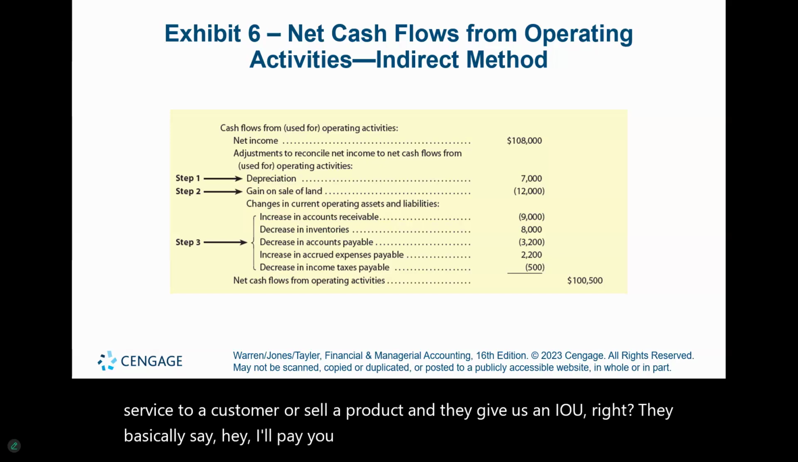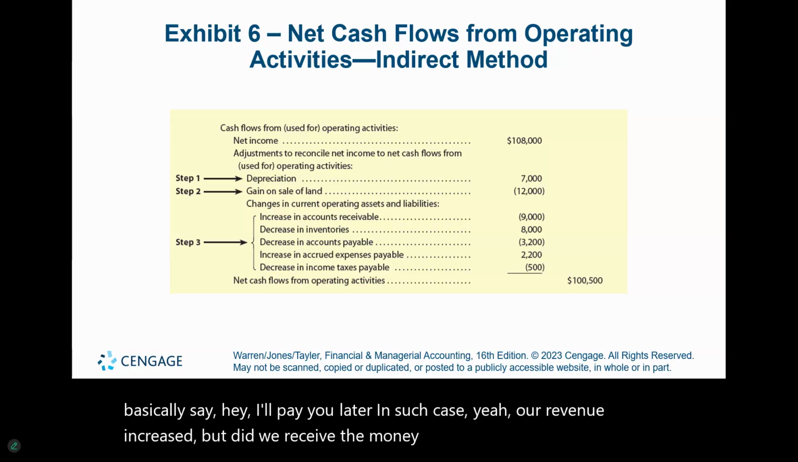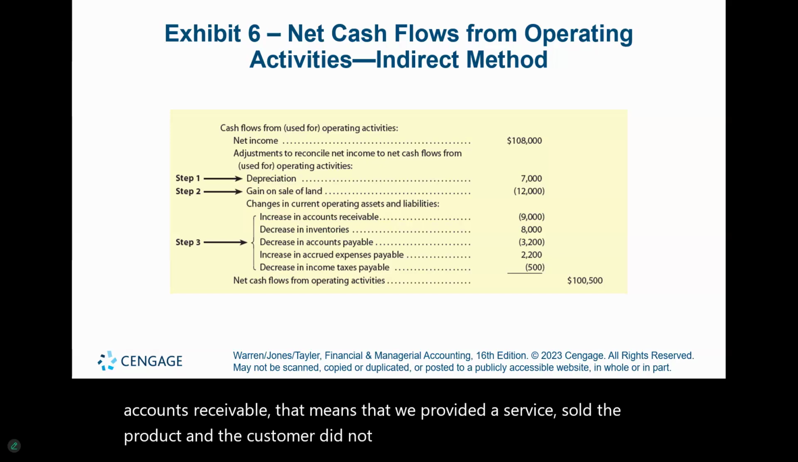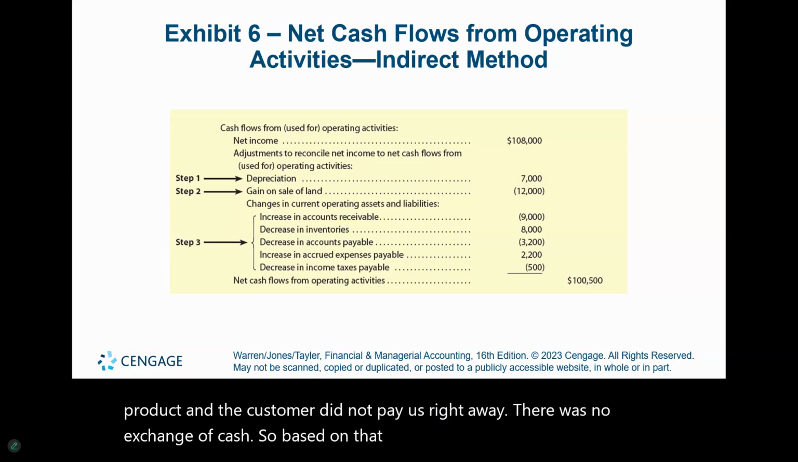In such case, yeah, our revenue increased, but did we receive the money? No. So if there's an increase in accounts receivable, that means that we provided a service, sold the product, and the customer did not pay us right away. There was no exchange of cash. So based on that logic, we subtract it.